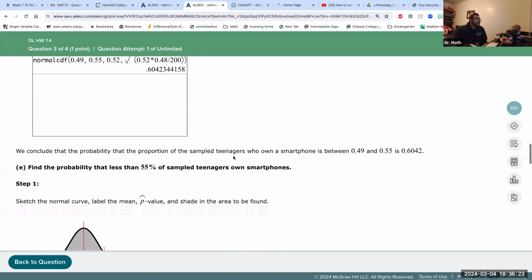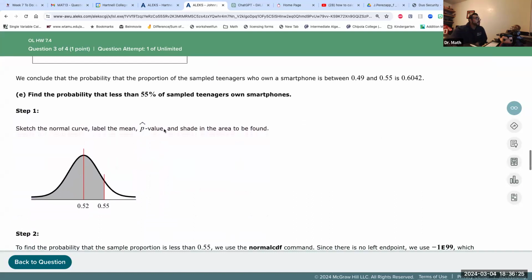All right. The last little piece says find the probability that less than 55%. So now, less than, again, you draw a brand new curve, and now we're shading everything to the left of 0.55. So remember, when we shade to the left, our lower bound is negative 1E99. And this time we're going to end at 0.55. So again, let's do our shortcut. Let's go back to our calculator.